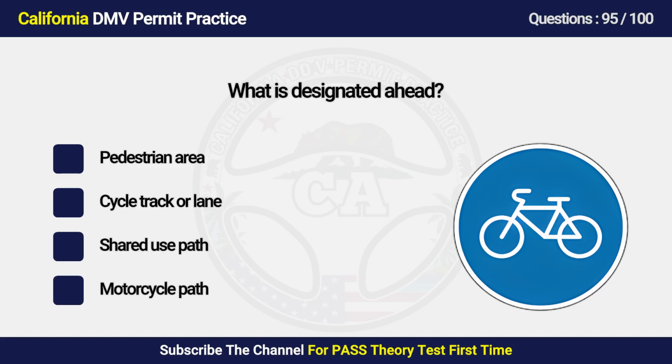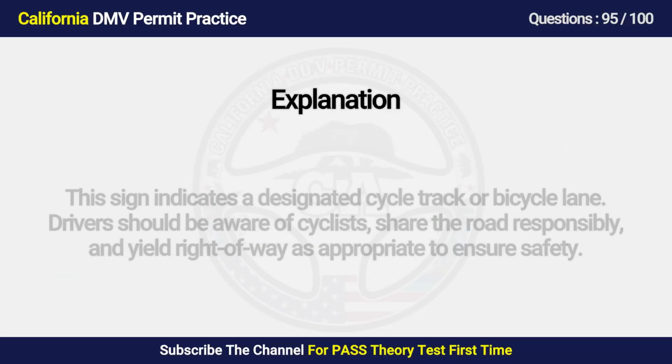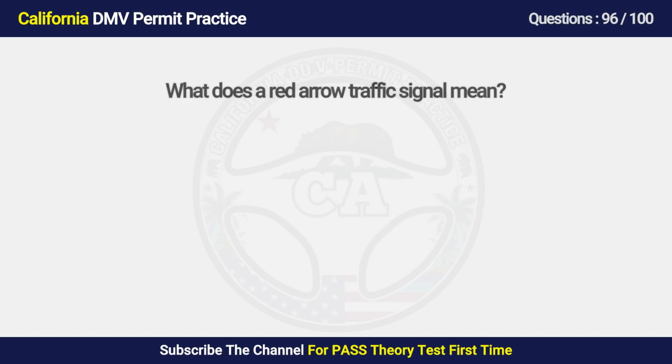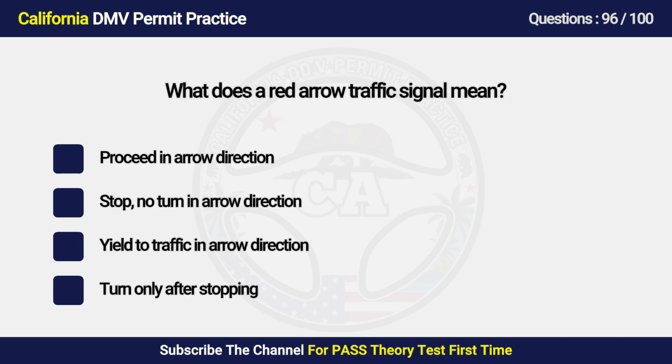A. Pedestrian area. B. Cycle track or lane. C. Shared use path. D. Motorcycle path. Answer is B. Cycle track or lane. This sign indicates a cycle track or bicycle lane. Drivers should be aware of cyclists, share the road responsibly, and yield as appropriate to ensure safety. Question 96. What does a red arrow traffic signal mean?